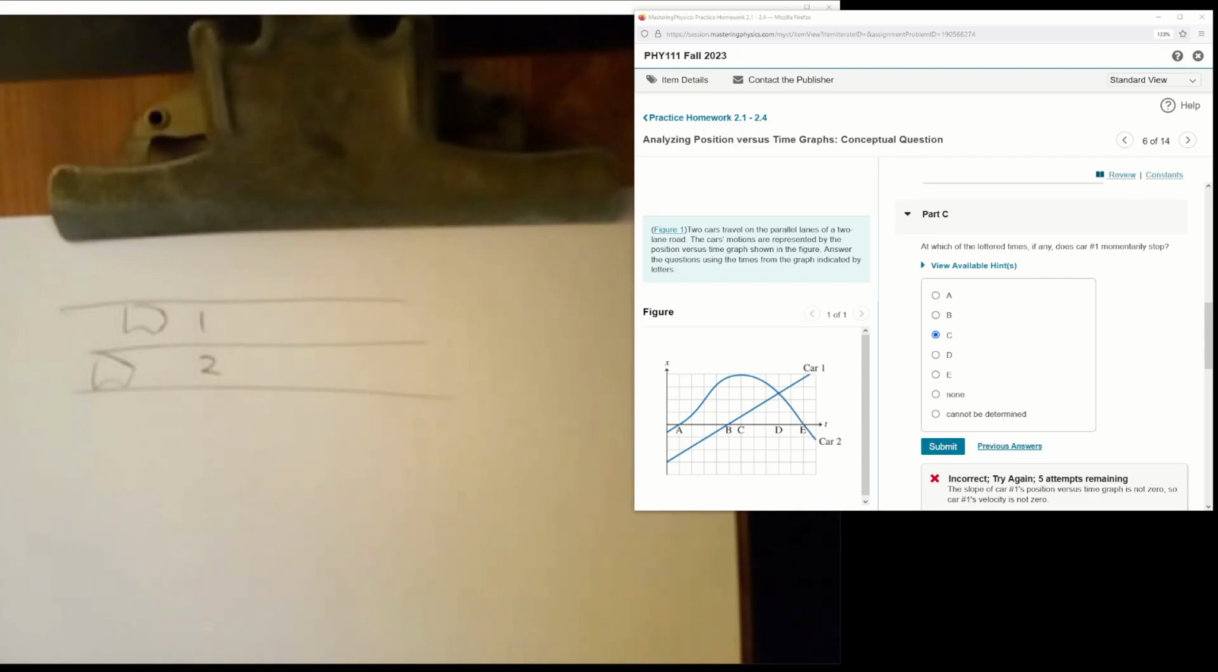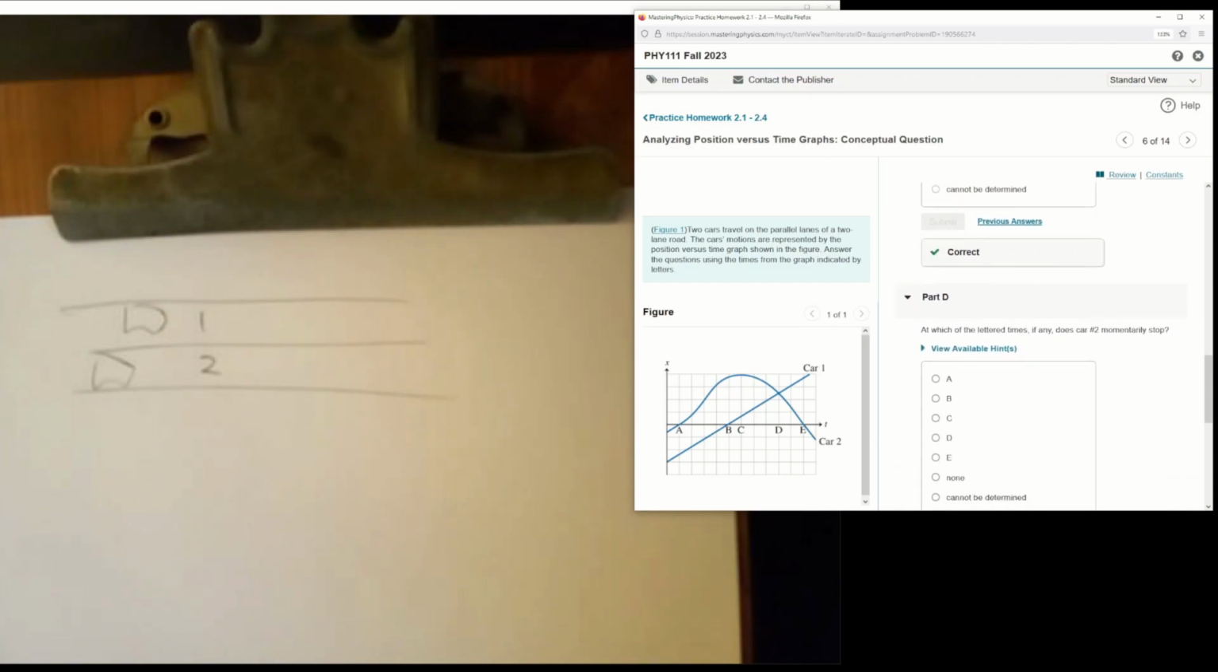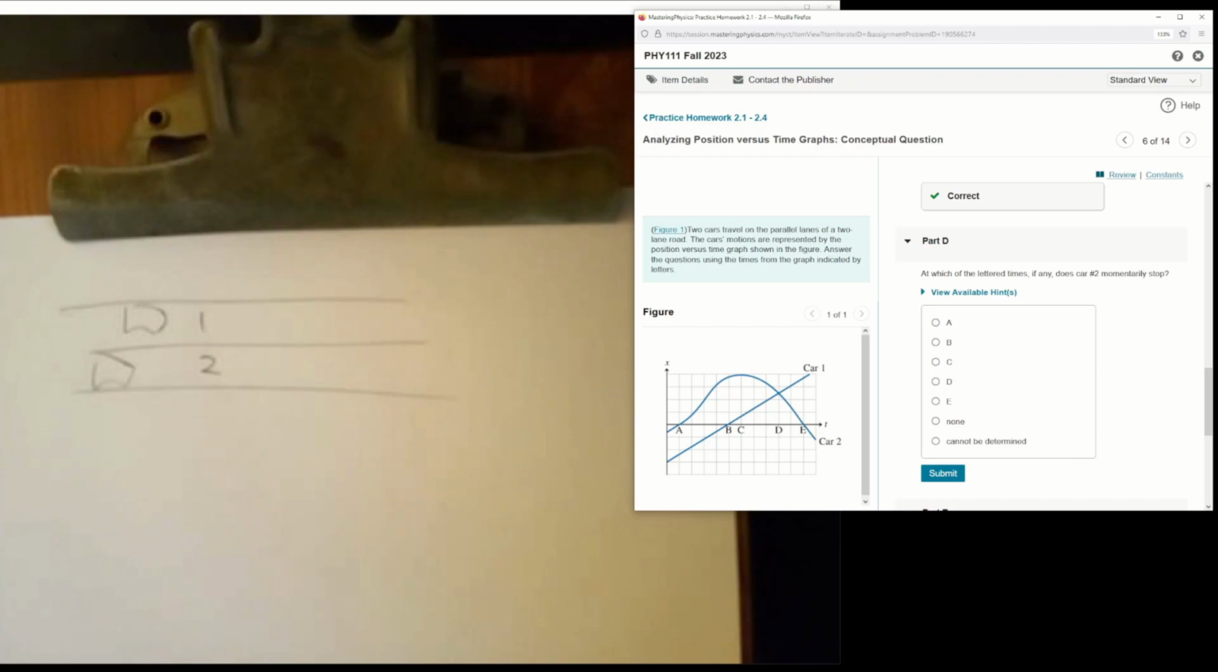So whoops, I actually chose for car 2. Car 2 stops at C, but they are actually asking for car 1. And car 1, I was trying to say, has no turning point. If you look at the math function, car 1 is always going away from us. So car 1, there's actually no place where it's turning around. So here's the car 2 question. Where does car 2 momentarily stop? And that's going to be at the turning point right here at the top of the function. That's C.